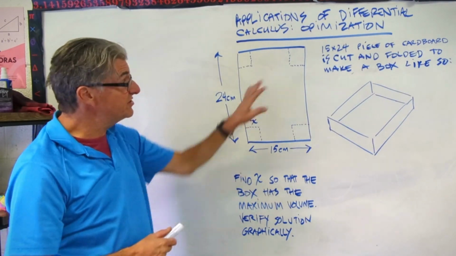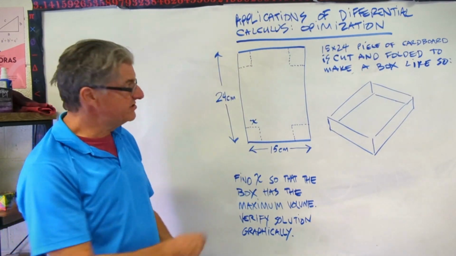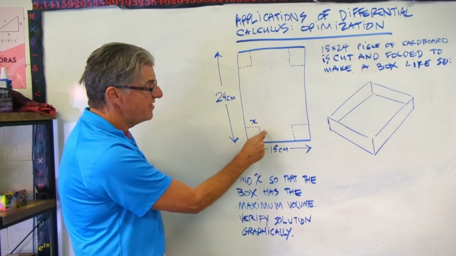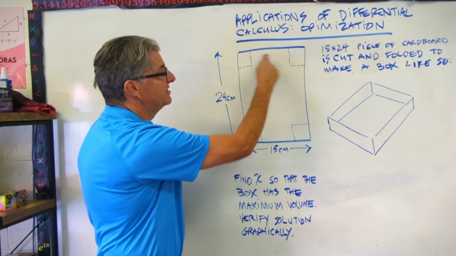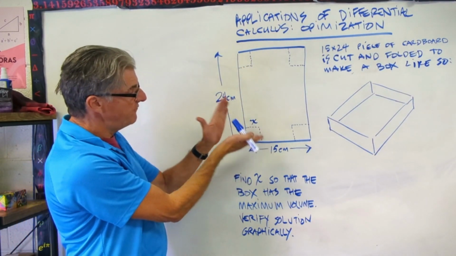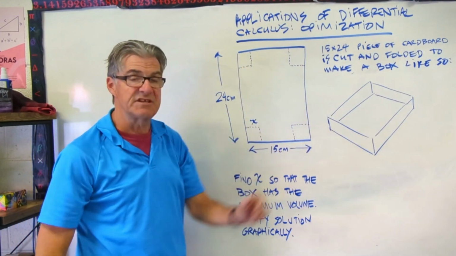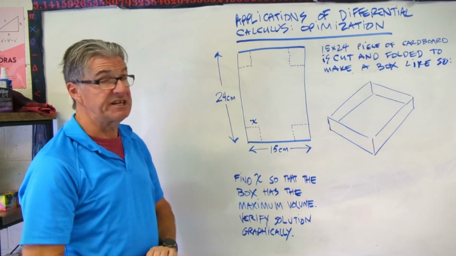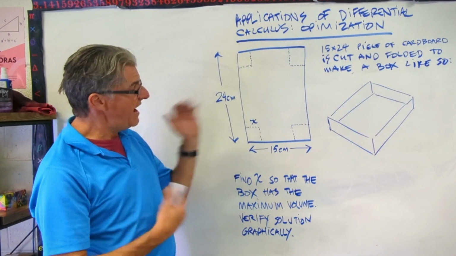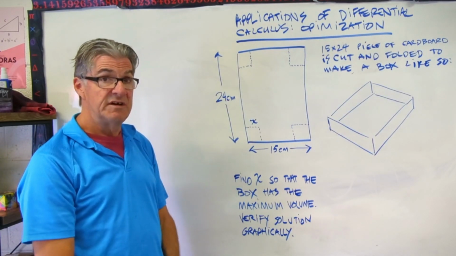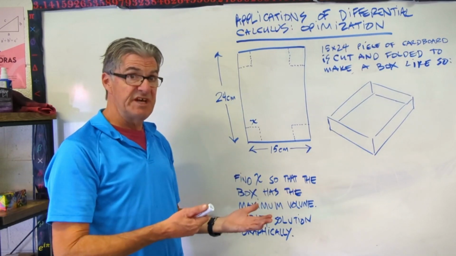Now, because this is a rectangle, when we cut out these square corners, the side of them is all going to be x, okay? It's going to be the same amount because these things have to fold up perfectly to meet at the top corner of the box. So really there's only one x that matters in terms of how we cut up this piece of cardboard to make a box.